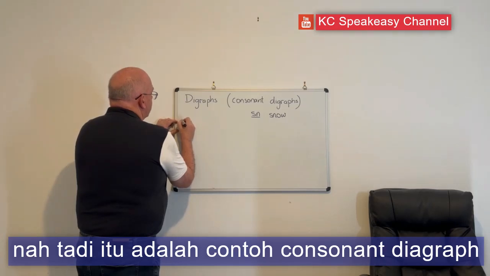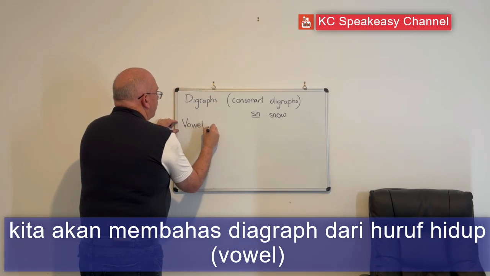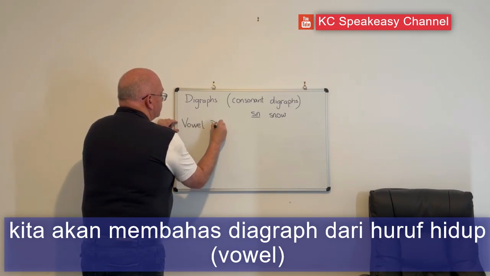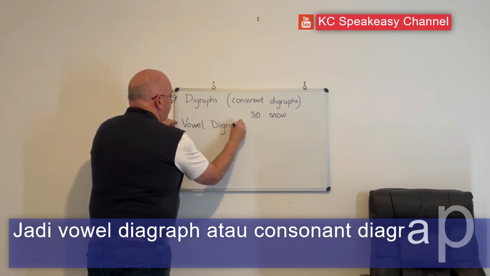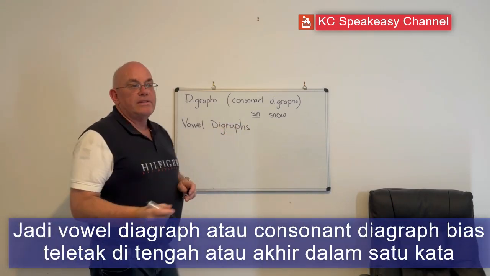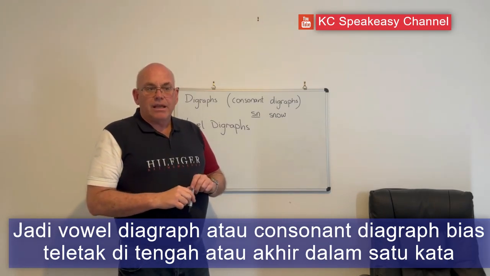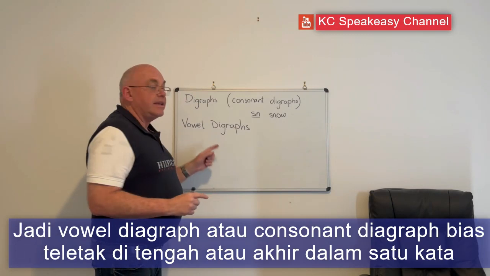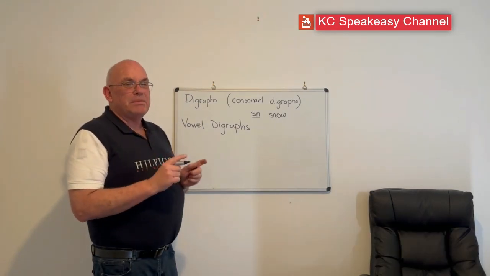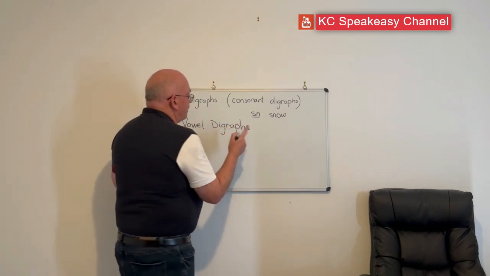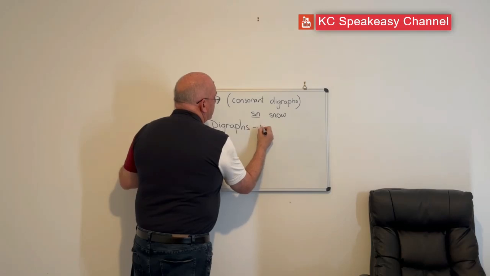It's still digraphs, but it's the vowel digraphs. All right, vowel digraphs are still two letters that make one sound, but we usually find them in the middle of words, but not always. They're usually in the middle of them. So I'll give you some examples, all right?